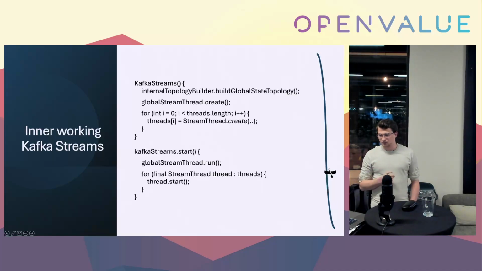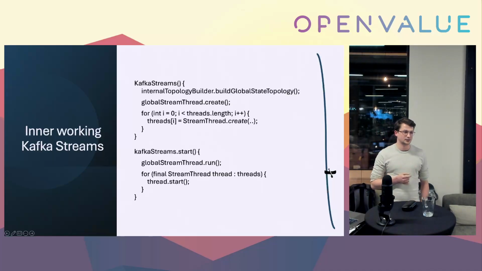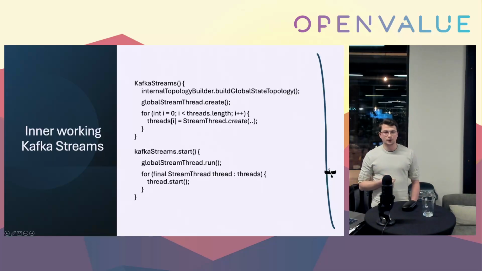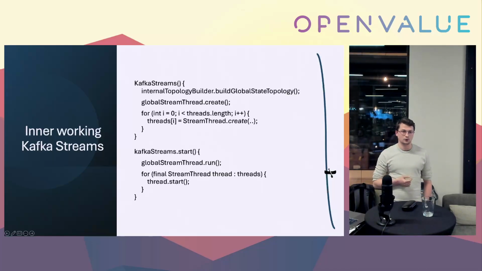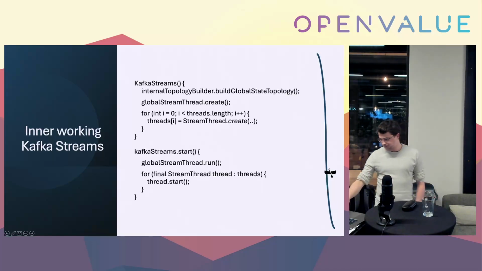And in the second part, you see a for loop, and that depends on the number of threads that you've set for that particular application. And for each one, it will create its separate stream thread. Now if you call the start method, which you saw in the previous code example, it will call run on all these threads, which is what you know from regular Java threads.